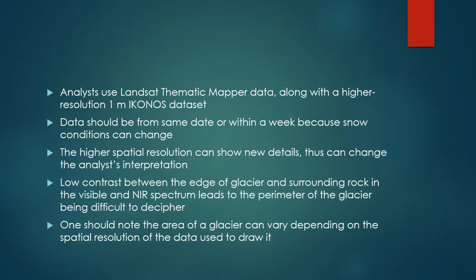Another issue is that there is a low contrast between the edge of the glacier and the surrounding rock in the visible and near infrared spectrum, which can also lead to the perimeter of the glacier being difficult to decipher. And one should also note that the area of the glacier can vary depending on the spatial resolution of the data used to draw it. So in other words, if the higher resolution shows more details, the analyst may digitize the outline differently, and this can result in differences in the area.